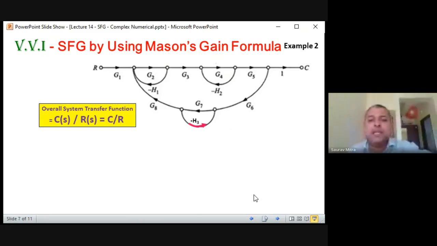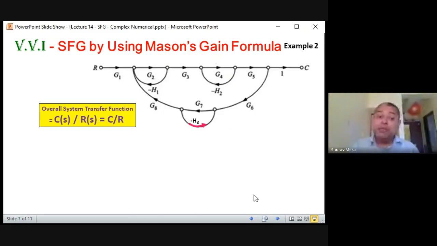You have to substitute all these G and H values. In some numericals, instead of G and H, I can give you values directly. I can give you the value of 2, 3, 7, 9, 10, any values, or fractions also. So the gain values, I can give you as integer values or fraction values.